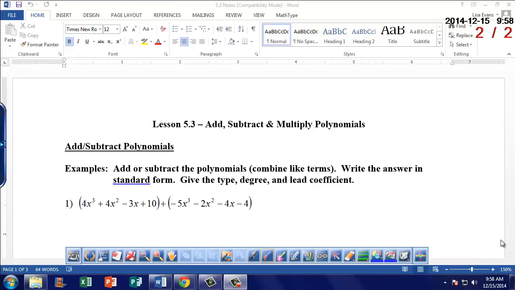Hello, today we're going to add, subtract, and multiply polynomials. This also should not be new to you, but you might need a reminder of it from algebra. Okay, so we're going to go ahead and add or subtract the polynomials. When we do this, we only add or subtract like terms.